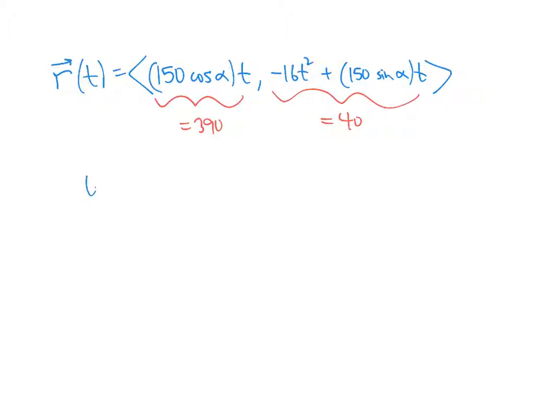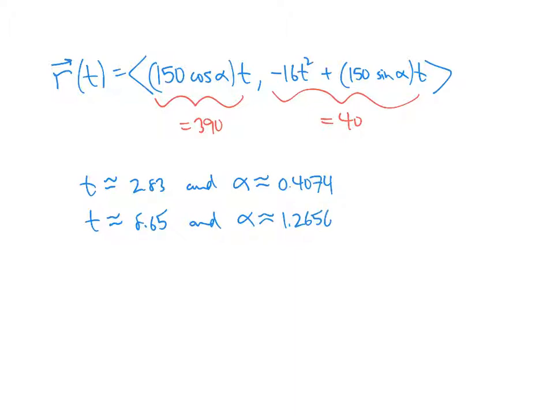So the two solutions that we get are t is approximately equal to 2.83, and alpha is approximately 0.4074, and then t is approximately equal to 8.65, and alpha is approximately equal to 1.2656. Now to check the reasonableness of this answer, remember those angles are in radians, as they always are, and so if we convert those to degrees, just so that we can use our intuitive notion of degrees here, we get 23.3 degrees and 72.5 degrees.